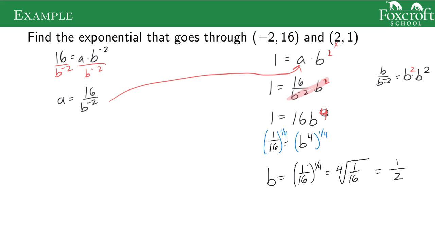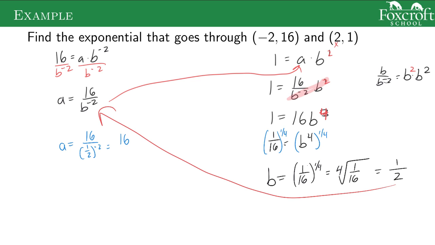I can take that now and plug it back in over here to figure out my a value. A negative exponent can move things to the other side of the equal sign, or it can flip an exponent. Either way, there's a bunch of different ways you can solve this. I get 4 for a. So my answer is 4 times 1/2 to the x.